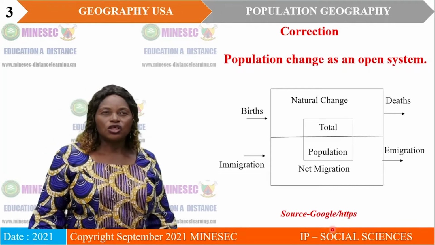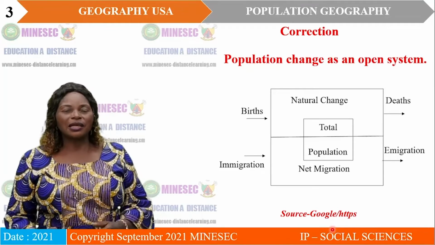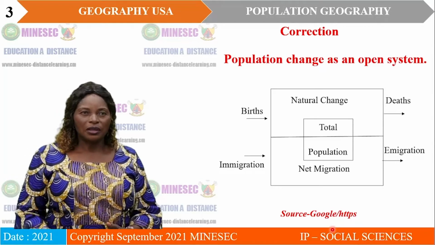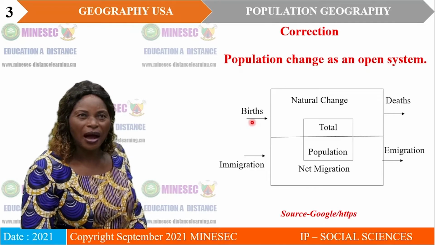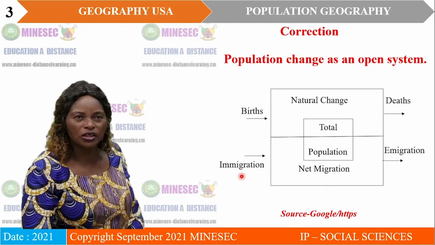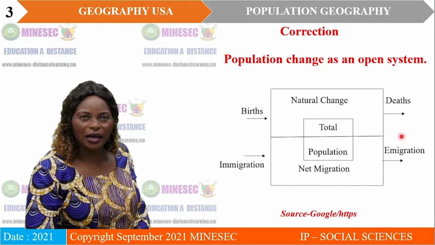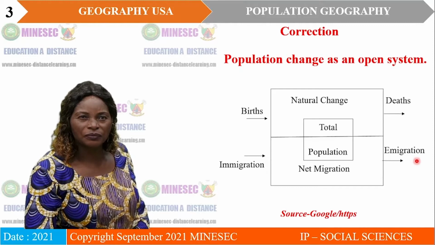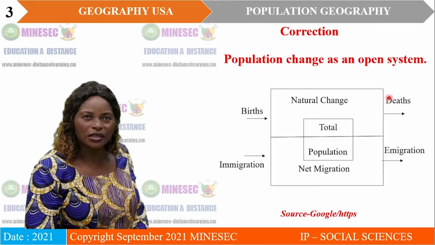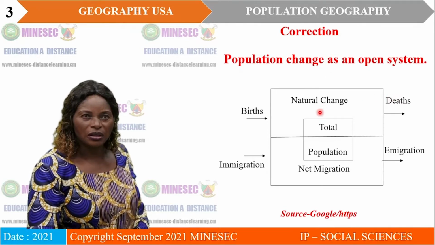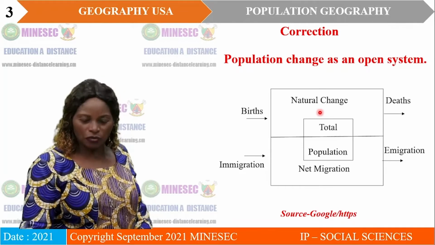Population change is an open system with inputs, processes, and outputs. As you see on the diagram, the inputs into the system are births and immigration. The outputs are deaths and emigration. Births and deaths operate to give natural change. In other words, births minus deaths will give you the natural change.